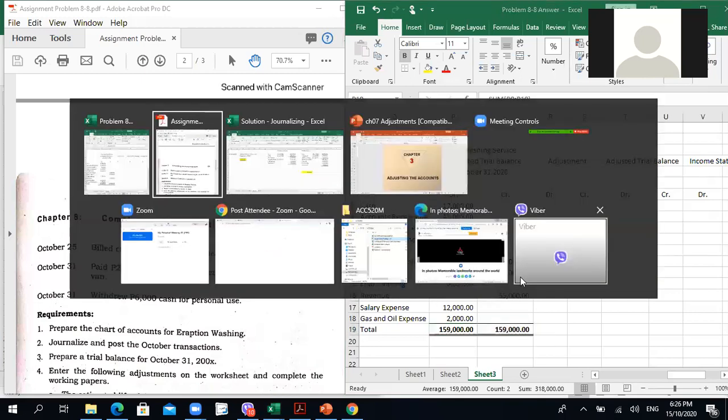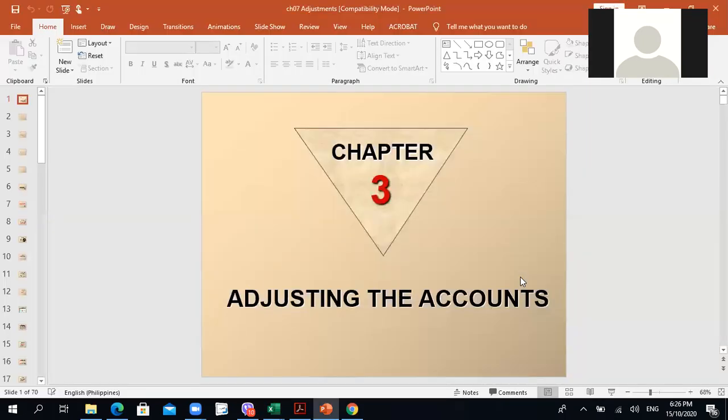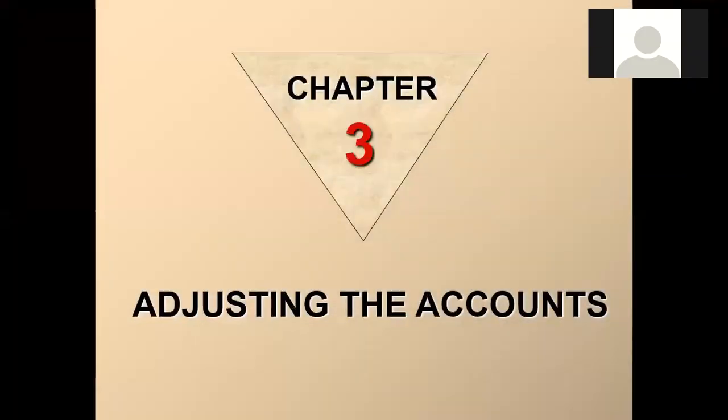Alright. Next thing is all about adjustment. Okay, para we can end in terms of the working cycle. Maybe until next meeting, we will explain about the working capital, and before we go to the balance sheet. Okay, all right. Adjusting the account.